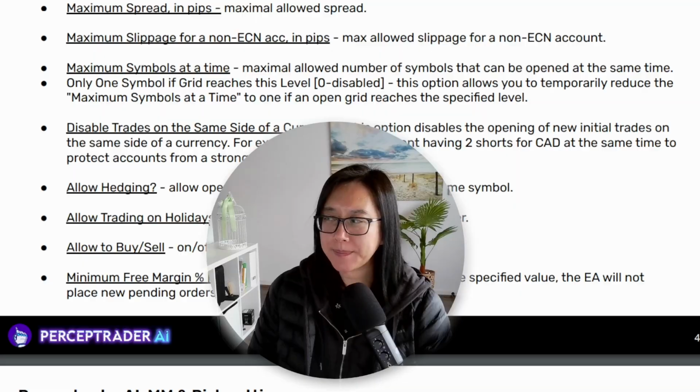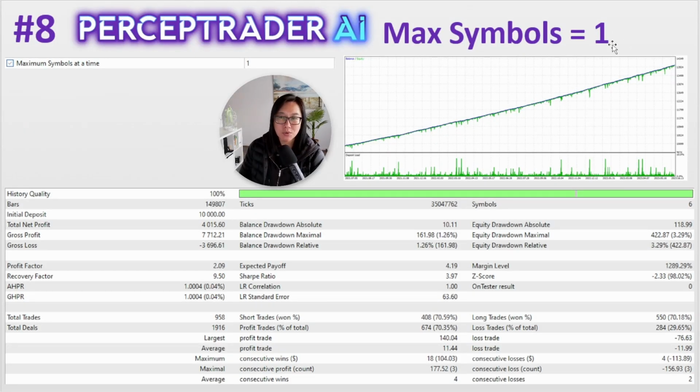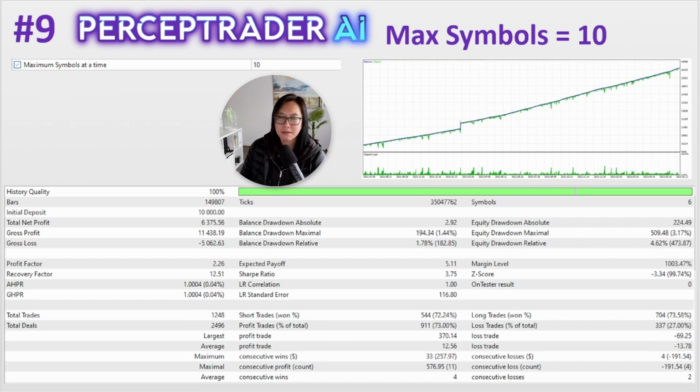at any one time. I went and changed the max symbols to 1 from 2, and you can see the total net profit has decreased from 5,000 to 4,000, so not that huge of a jump, and our maximum equity drawdown is at 422. If I change our max symbols to 10, you can see our net profit jumps to 6,000, whereas our drawdown hasn't increased that much. So max symbols equals 10 does seem to increase our profit without increasing our maximum drawdown.